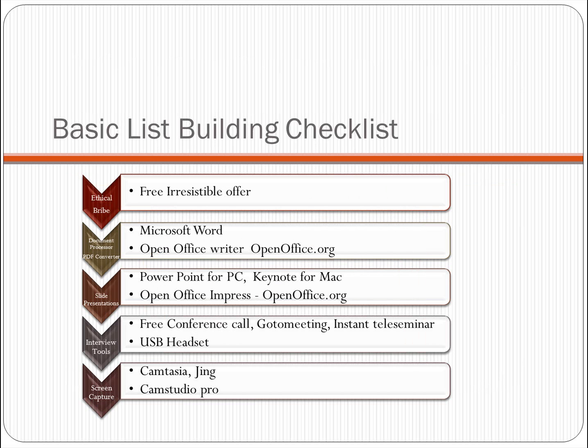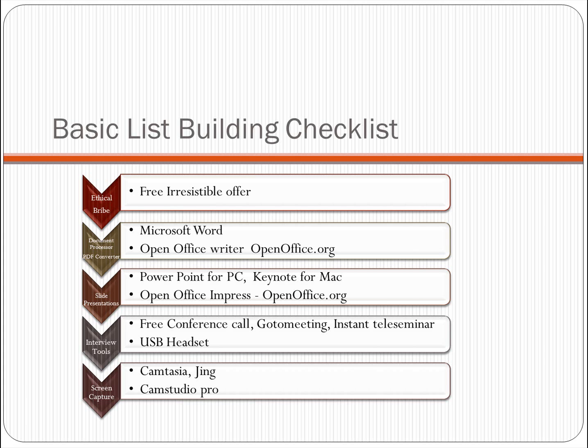Continuing on with the checklist, you're going to have a free irresistible offer. We talked about that a little bit, and we're going to really get into more detail. You're going to need a document processor and a PDF converter. So if you want to create an ebook or a special free report, my suggestion is to get Microsoft Word and use that. You can use OpenOffice Writer, which is an open source free one. You can go to openoffice.org and find that.